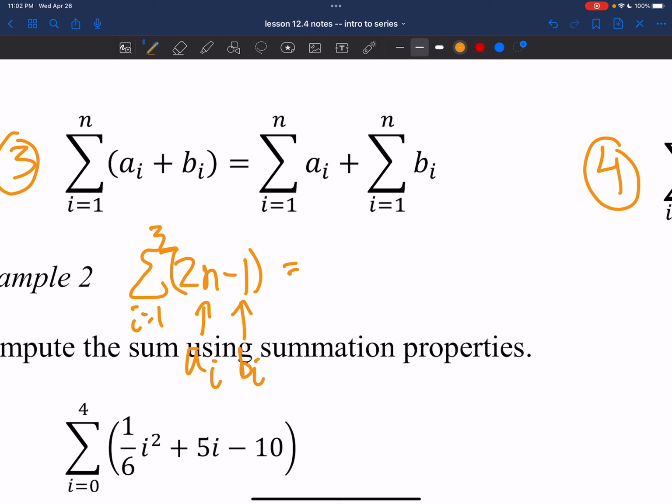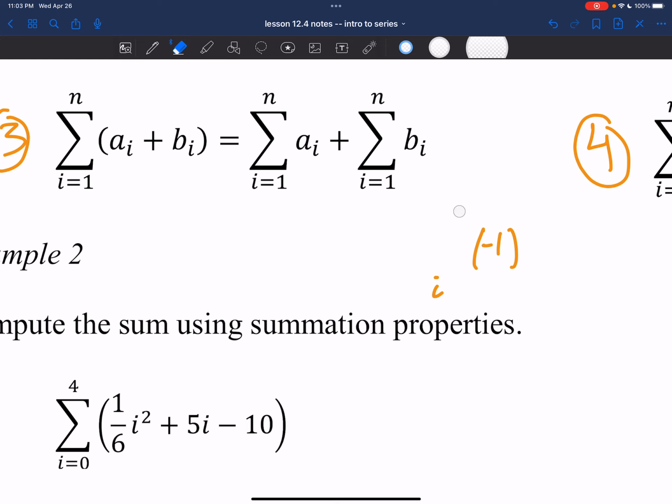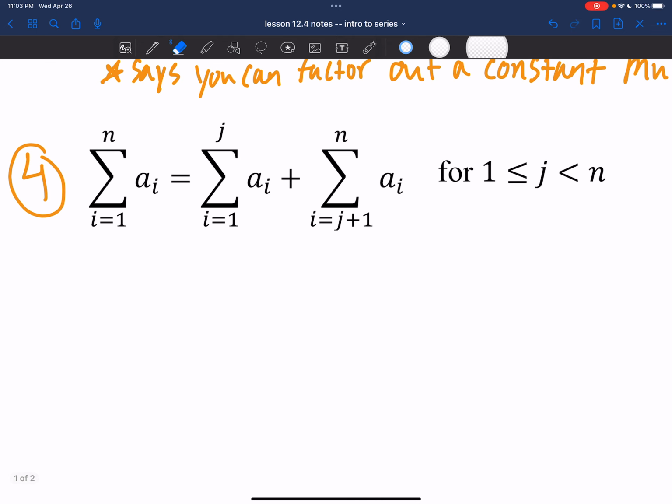And because you're just adding these things, you can separate the first one as 2n plus the second one is just negative 1. And of course, they have all the same information about where the index is and where the ending point is, but you can just split it up like this because it's just addition, right? And because addition is commutative, meaning you can add in any order, it's not a big deal.